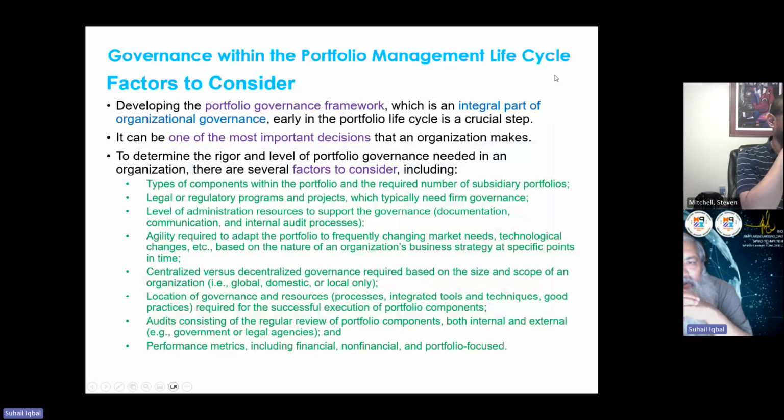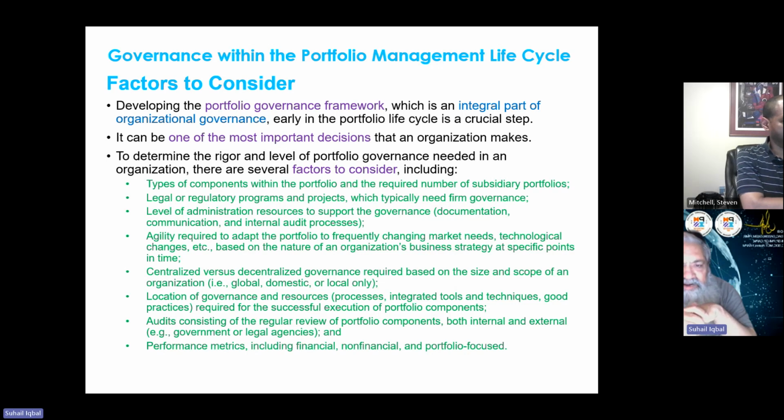Anyways, moving on to governance, and probably I have explained governance in such detail that if you can just read through this, you will find whatever I have said, that is exactly what it is. Developing the portfolio governance framework, that is where governance was being translated into portfolio governance. That is the portfolio governance framework. And that was the basis for your portfolio management plan, right? So here in this slide, we are concentrating on portfolio governance. It can be one of the most important decisions that an organization makes.